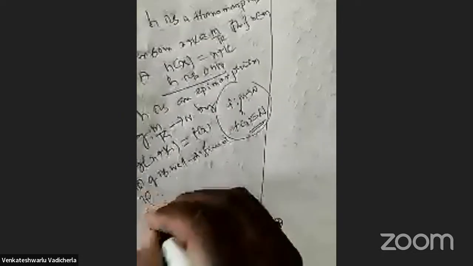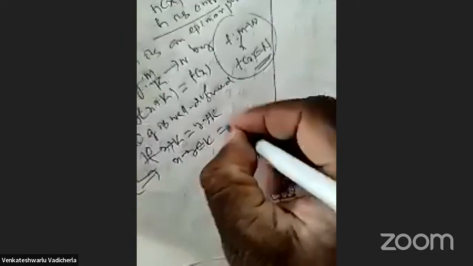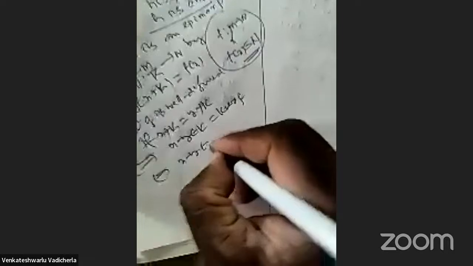If two elements are equal, so x plus K is equal to y plus K, then according to the definition, if and only if x minus y belongs to K, where K is equal to the kernel of f. So x minus y belongs to the kernel of f, so f of x minus y is equal to 0.